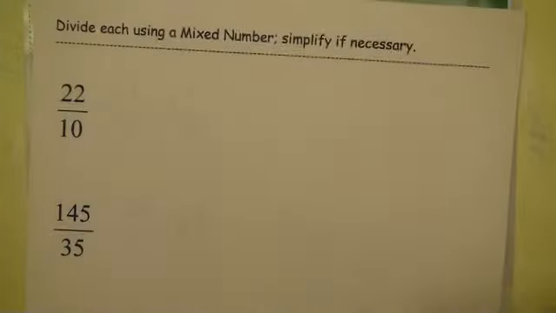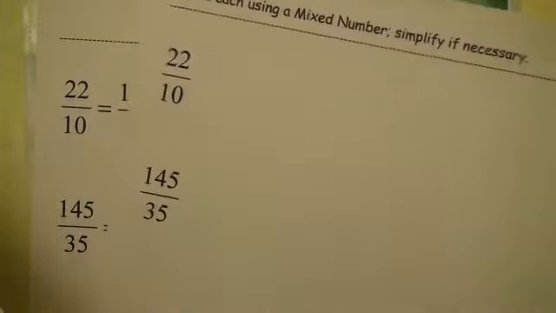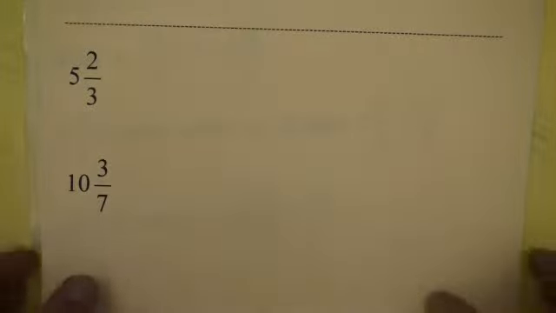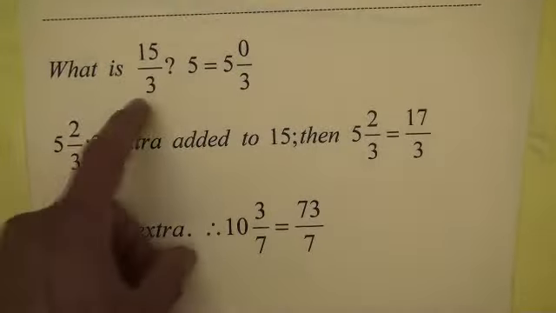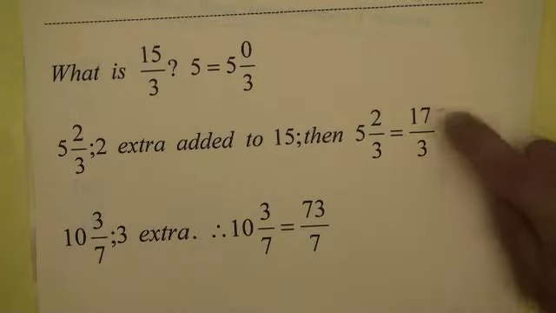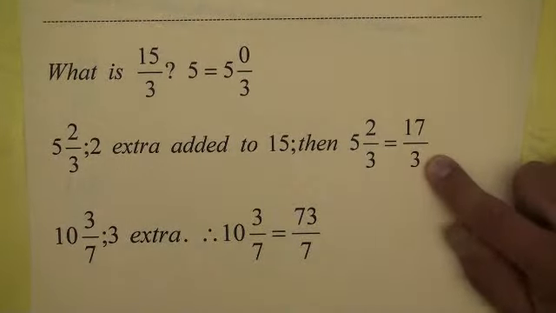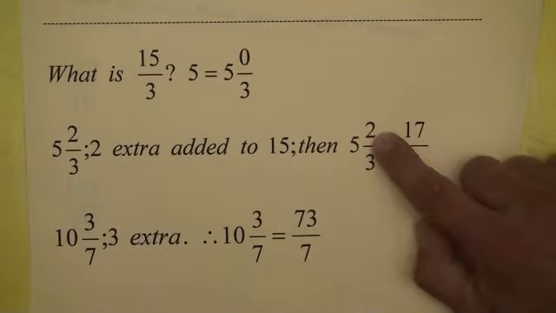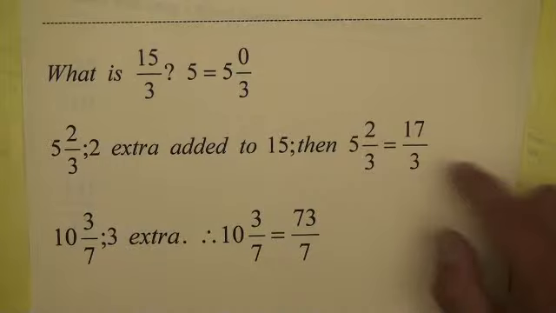All right, next one. We're going to change these to improper fractions. Now, if we inverse the process, what do we know about 15 divided by 3? It's 5. Another thing we can do is call 15 over 3 equals 5 and 0/3. Since 15 over 3 is 5 and 0/3, 17 over 3 would give us 2 extra. So what we would do here is this.